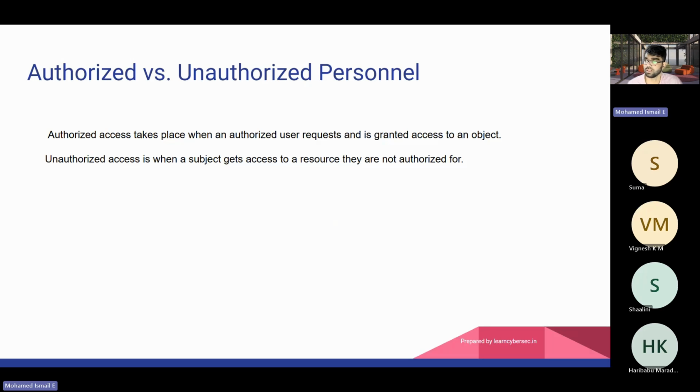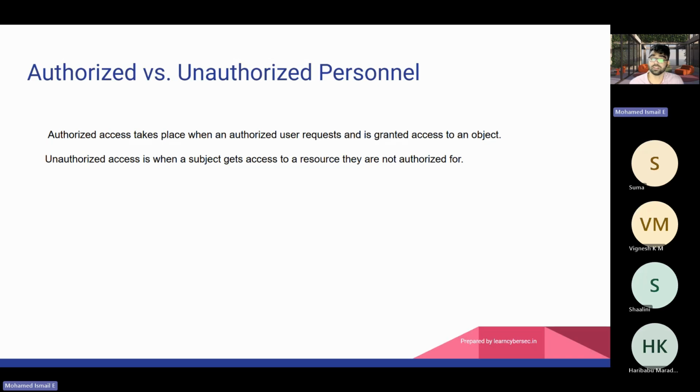Next, let's move on to authorized versus unauthorized personnel. Authorized access takes place when an authorized user requests and is granted access to an object. I put the same text as from the textbook. Say you are accessing your internet banking. You are the sole account owner. You have access to your internet banking. You have a user ID, password, and OTP. You are authorized to access your internet banking.